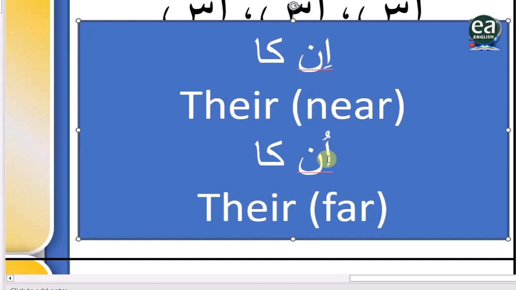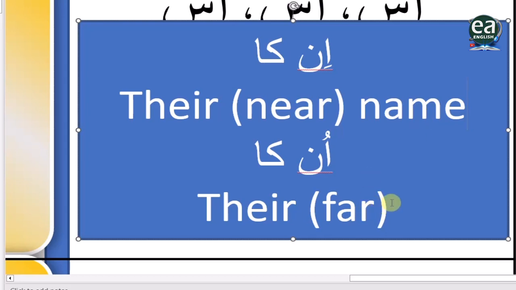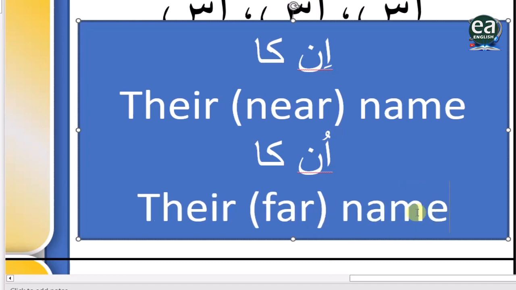Inka. Unka. If I wanna say inka naam, that means their name, right? If I wanna say unka naam, that means their name, of people who are far. For example, your friends are not there in this room. They are at their home. You can say their name is whatever. But if your friend is there in your room, you are introducing me, you can say inka naam. Inka naam hai Sultan. Sultan, Ali, Ahmad, three names you are telling me, right? Inka naam.